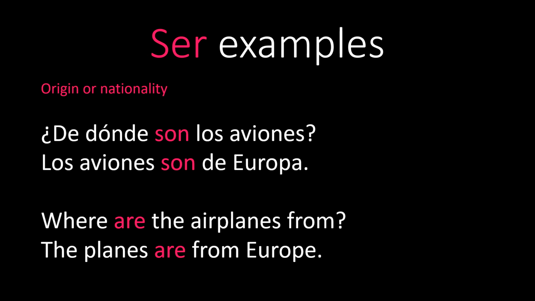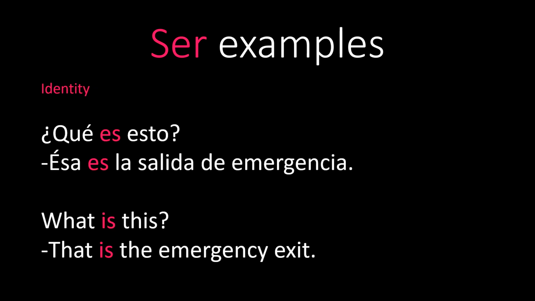If you're talking about a person or a thing's origin or a person's nationality, you use ser as well. ¿De dónde son los aviones? Los aviones son de Europa. If you'd like to talk about what something is or who someone is, referring to their identity, you use the verb ser. ¿Qué es esto? Esa es la salida de emergencia.